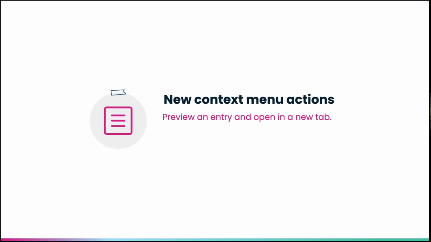We've also added a few new context menu actions in the entry listing screen and in SiteView. So if you've got an entry in the entry listing screen and it's got a preview assigned to it, you can right click on that entry now and say, preview this entry. We've also enabled the opening a new tab functionality. So those of you who are opening multiple entries in separate tabs to work on can do that from the context menu as well now.